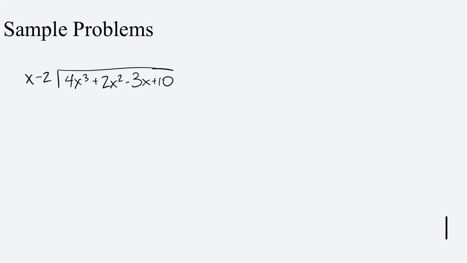So let's just start into it. This is in your note packet. Our first problem is 4x cubed plus 2x squared minus 3x plus 10. It's in standard form. Divided by x minus 2.